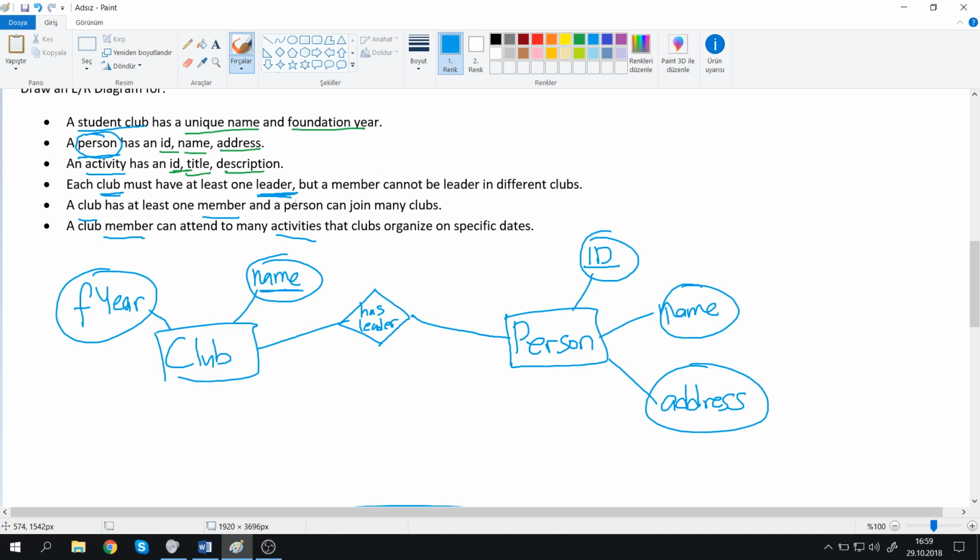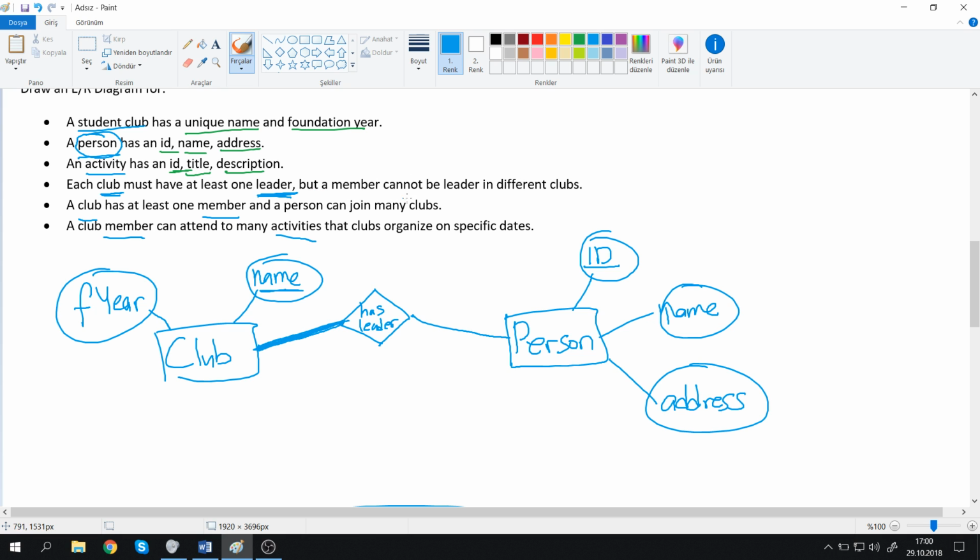So from that, we could understand that there is some total participation from the club side. If we have a club in this entity table, if we have any club, it should have a leader. And to be able to have a leader, we should participate in this relation. So we make this left side, the club side, a bold line to show that all the entries should participate in this relation.